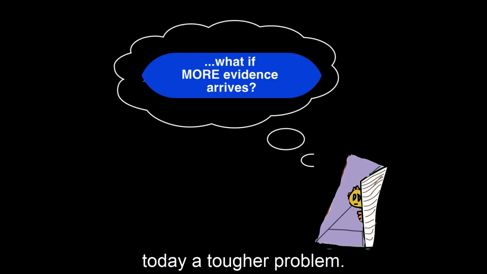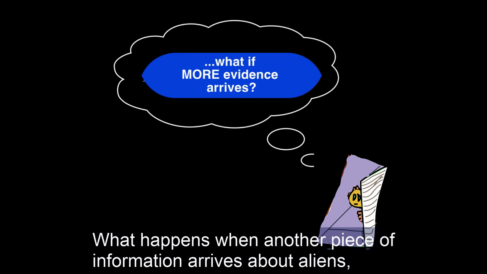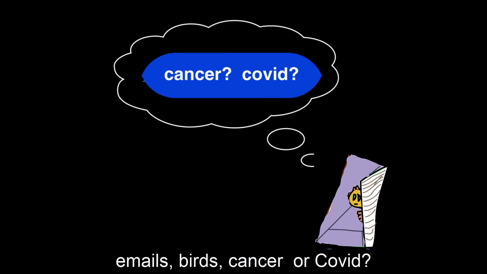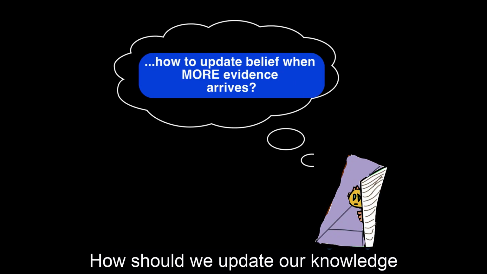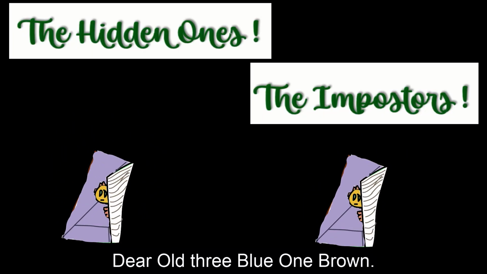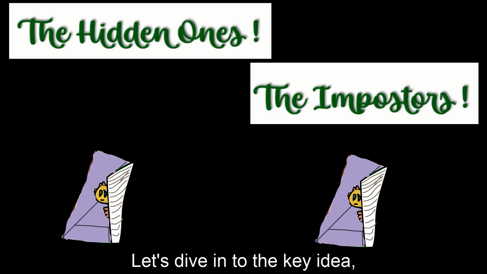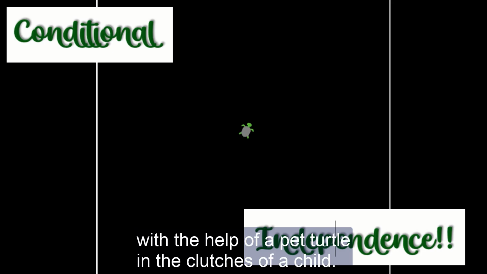Today, a tougher problem. How to use not just one, but a whole series of pieces of information. What happens when another piece of information arrives about aliens, emails, birds, cancer, or COVID? How should we update our knowledge? Trickier. We have to learn about hidden ones and imposters. Dear old 3Blue1Brown, missing all the fun. Let's dive in to the key idea, conditional independence, with the help of a pet turtle in the clutches of a child.